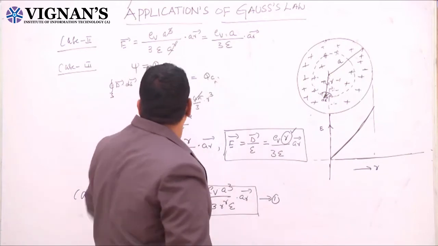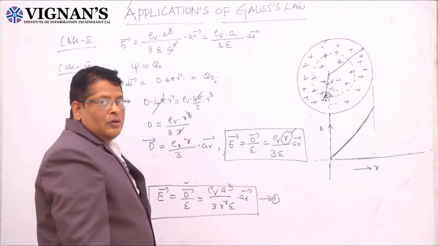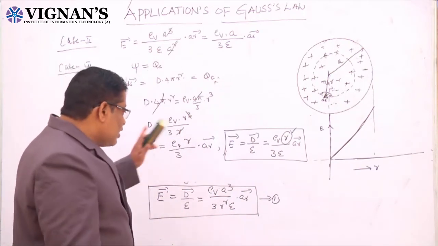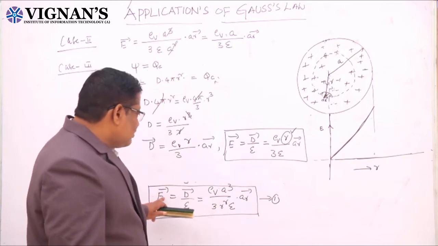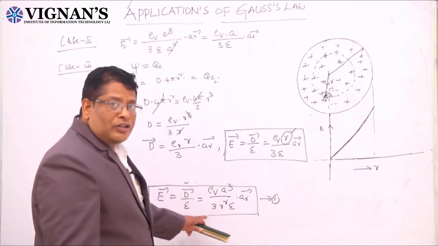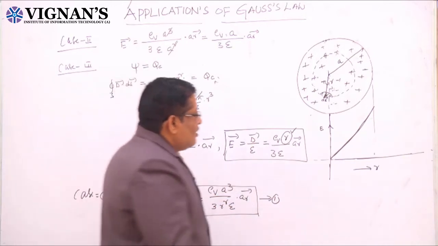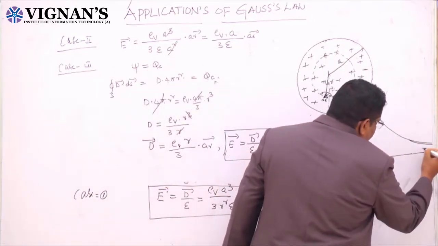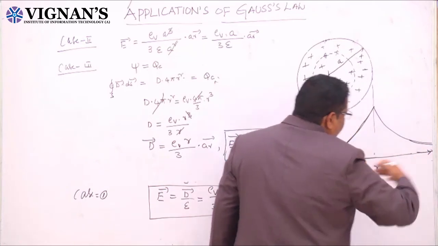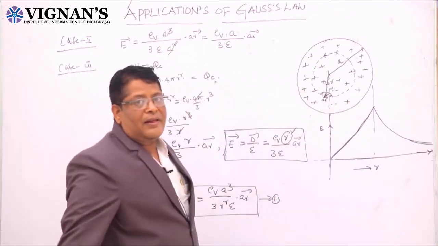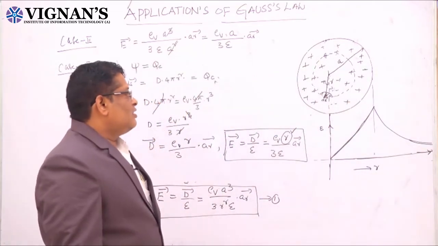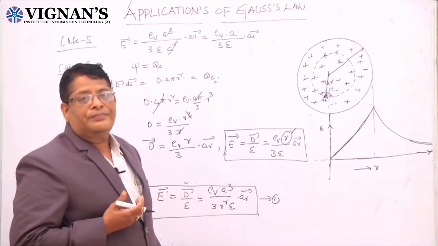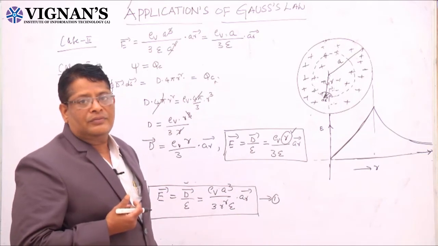That is the second expression, case 2. Case 1, outside of a sphere: the electric field intensity is directly proportional to 1 by r square. It will drastically decrease and come to 0 after some distance. This is the variation of the electric field intensity due to the charged sphere.